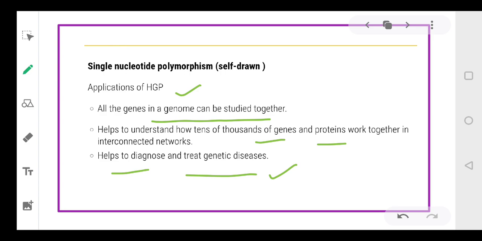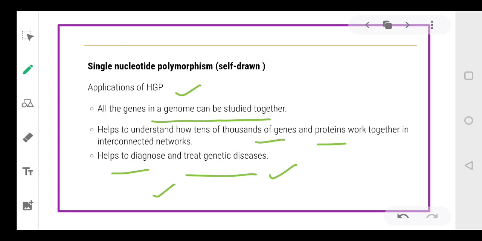Now we understand why we have trisomy, isn't it? I hope you understand why we have Down syndrome, right? Why we have Klinefelter syndrome. This is because we now know the sequences of our genome. So that is very, very important. The last point is the most important point, that it really helps us to diagnose why a particular disease is being caused and what is the treatment for that particular disease.